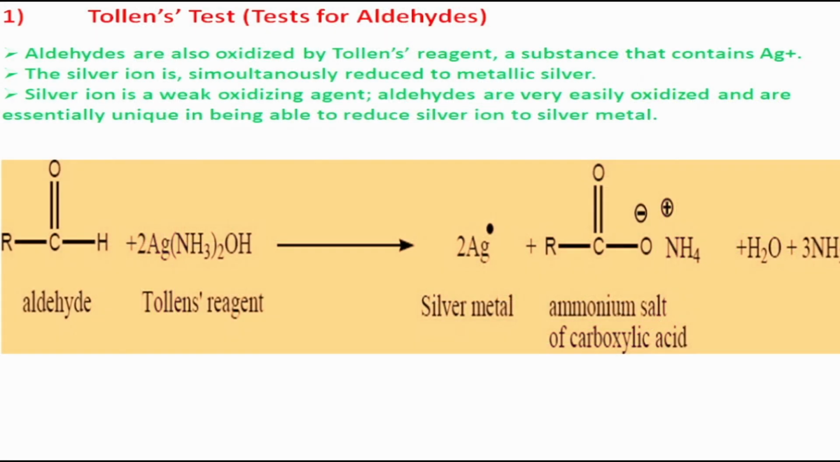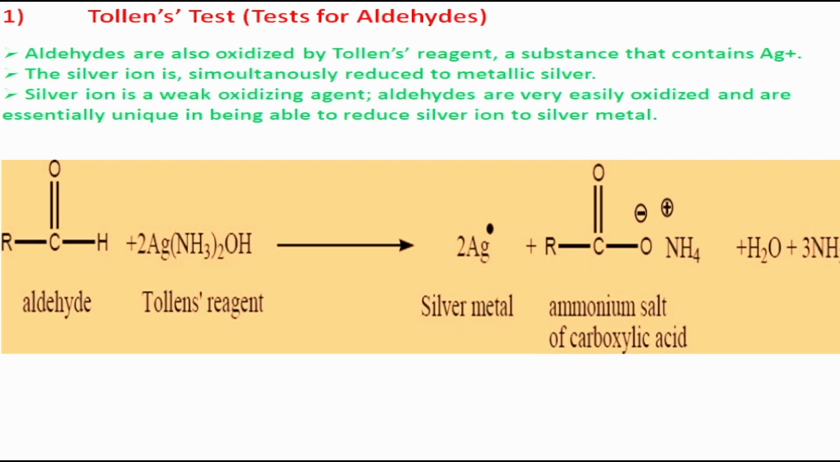So the first test is the Tollens test. It is a test for aldehydes. We know that aldehydes are oxidized by Tollens reagent, a substance that contains silver nitrate and ammonia, while the silver ion is simultaneously reduced to metallic silver. So what happens when aldehydes react with Tollens reagent? They undergo oxidation to the corresponding ammonium carboxylate, carboxylic acid, along with silver, water and ammonia.